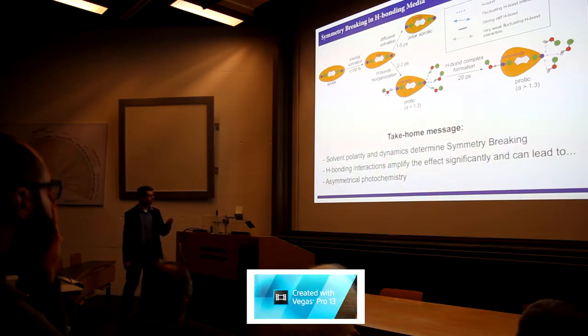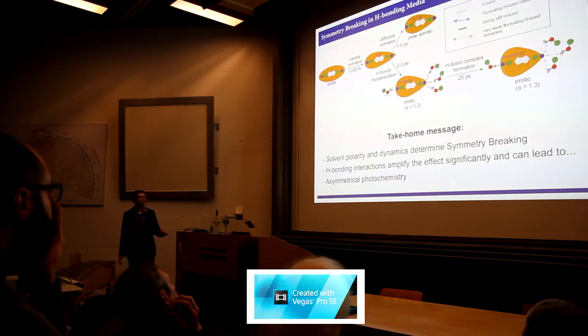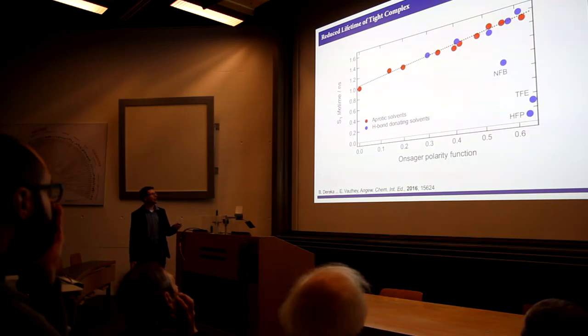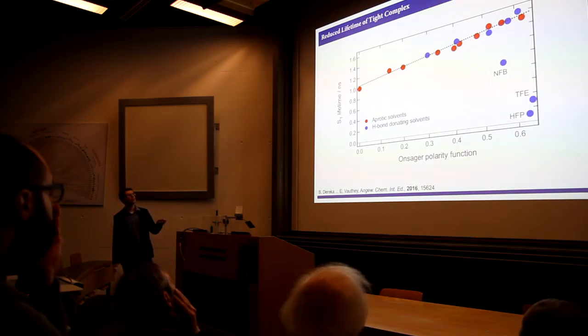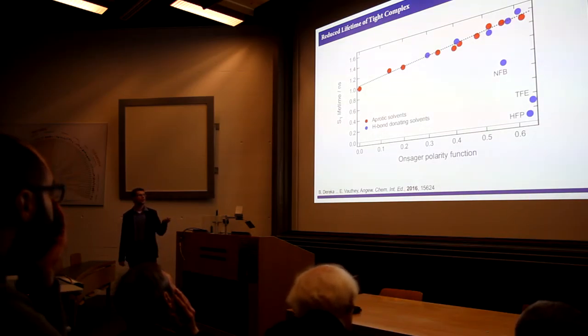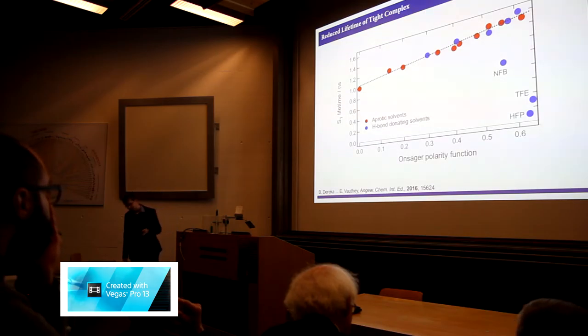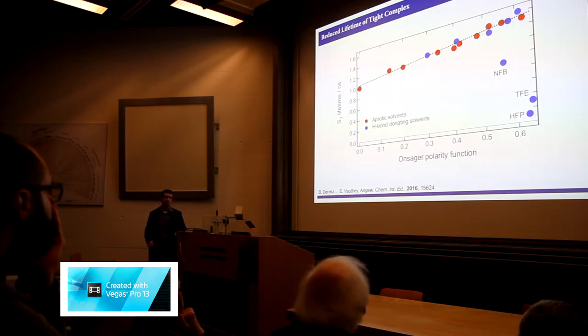The take-home message is that solvent polarity and dynamics determine symmetry breaking. The hydrogen bond interactions can amplify the effect significantly, and they can lead to asymmetrical photochemistry. But now, let's still take a look at what is happening here, because it looks like we switch on something new when we form this asymmetric excited complex, because the lifetime is going down very dramatically. This has also been known: many charge transfer molecules, when you put them in protic solvents, have their lifetime decreased drastically. It's known for many chromophores.